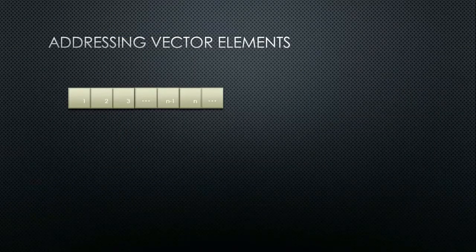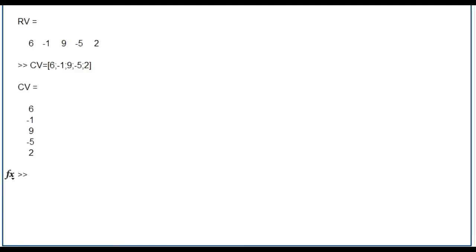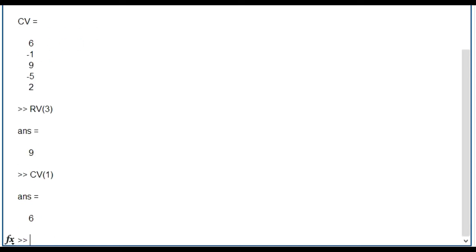Addressing vector elements. We can address the nth vector element simply by typing the vector name followed by n within brackets. It is the same for both row and column vectors. So let's try it. rv(3), enter, and we get the third element in the row vector rv. cv(1), enter, and we get the first element in the column vector cv.